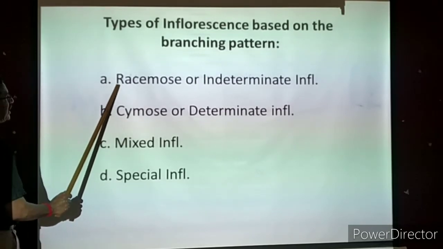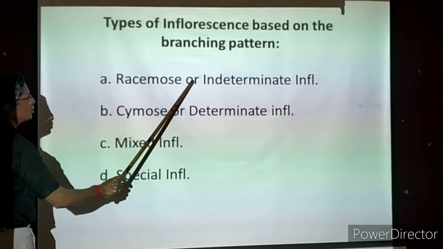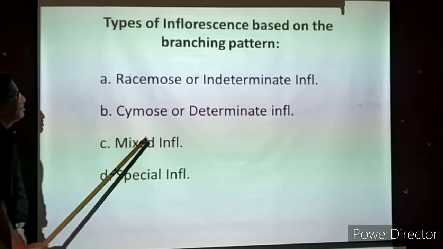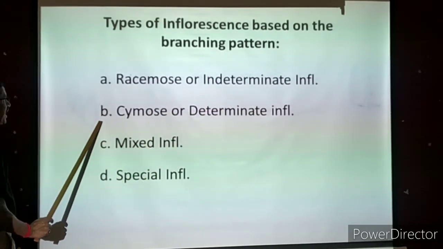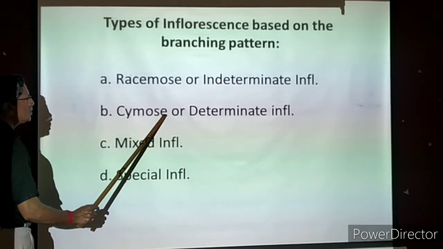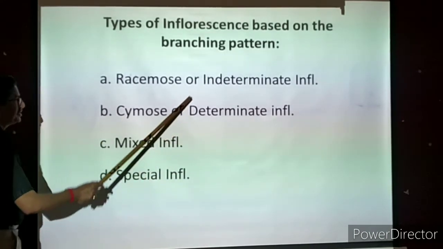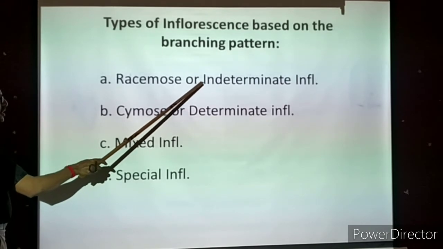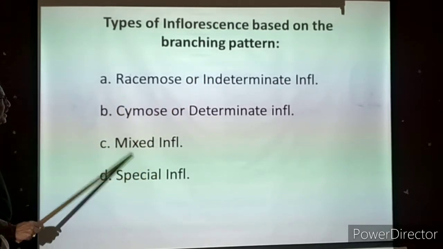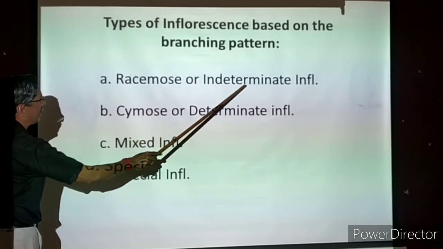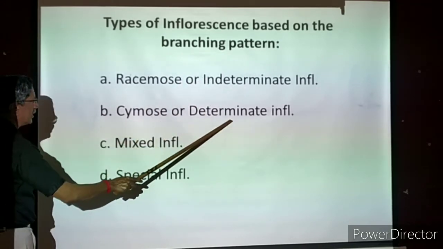The first one is racemose. It is also called the indeterminate inflorescence. The second type is called cymose or determinate inflorescence. The details of the determinate, indeterminate and other things we are going to study in the next step. Now we are only seeing the types: racemose or indeterminate, cymose or determinate.